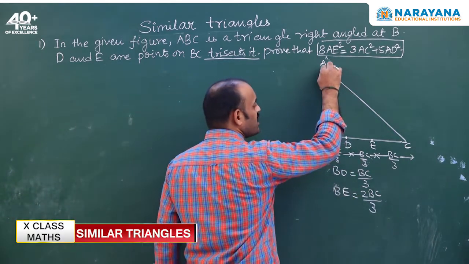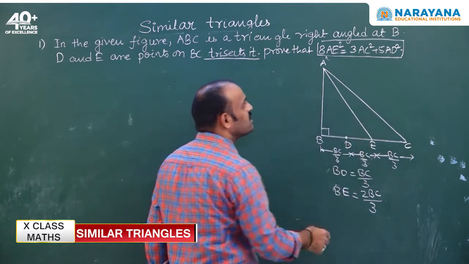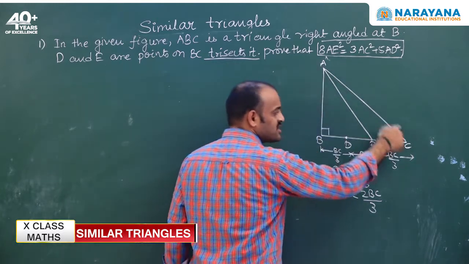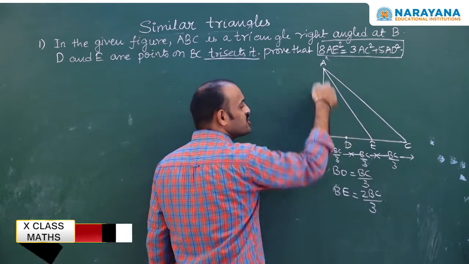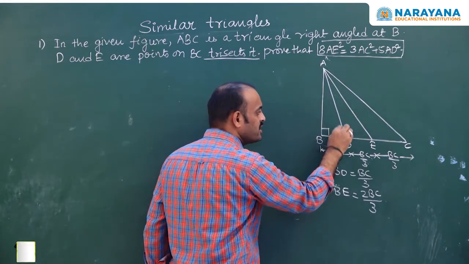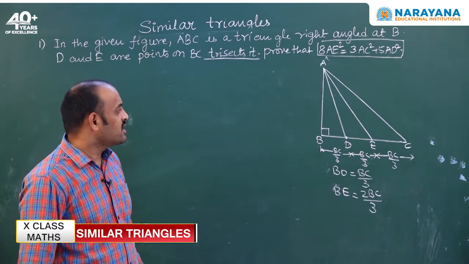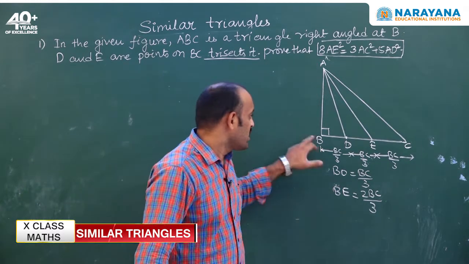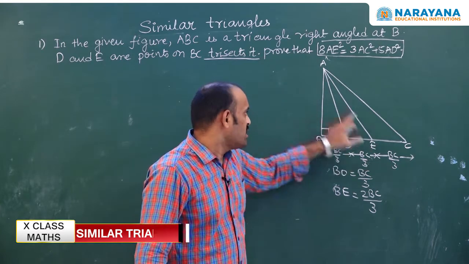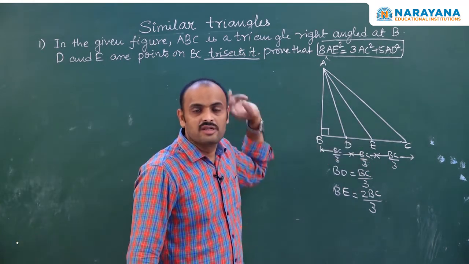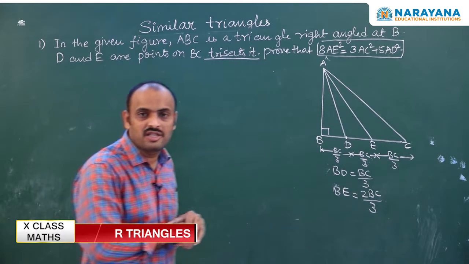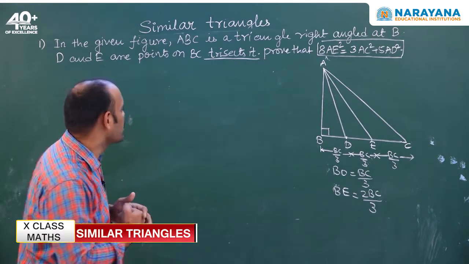8AE square, that means I need to join A to E, is equal to 3AC square, AC is there, plus 5AD square, which means I should join AD also. I have joined AD. Now, how many right angle triangles are there? 3 right angle triangles are there: triangle ABD, triangle ABE, triangle ABC. So, we can make use of Pythagoras theorem as they are right angle triangles.